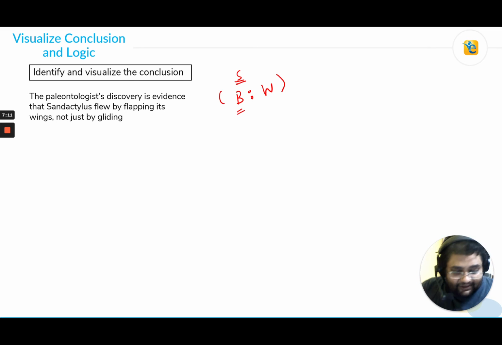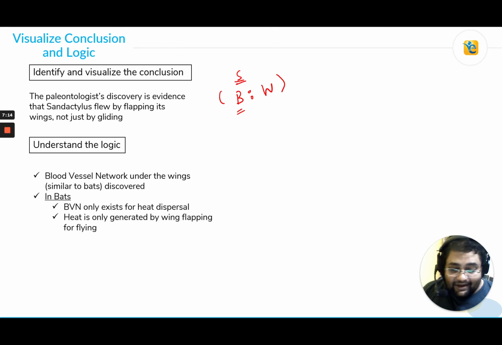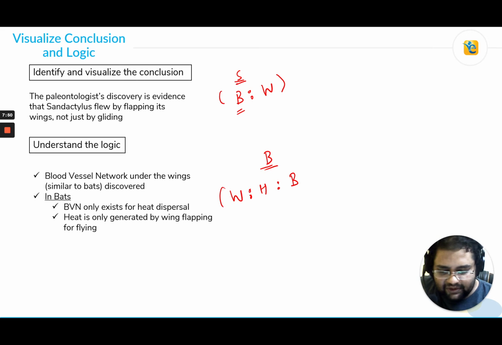Alright, so now let's understand the logic at play here, because this is where it gets very interesting. So essentially the logic here is simply some kind of an analogy. The author has observed something with bats, and one of those aspects that was observed with bats was discovered in Sandactylus, and therefore the author assumes that the very same mechanism must apply here, and that's the basis for the conclusion that's being made. So let's understand that. What do we know? In bats, fundamentally bats flap their wings for the purpose of flight. This flapping of wings leads to heat generation. To dissipate this heat, and only for that purpose, you have blood vessel networks. This is what has been observed in bats.